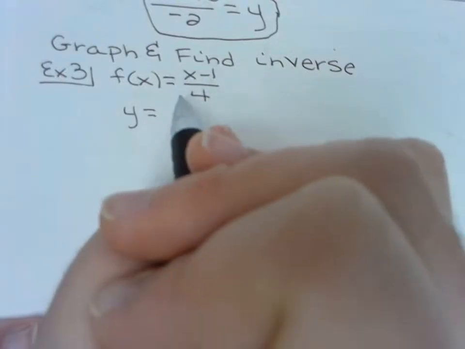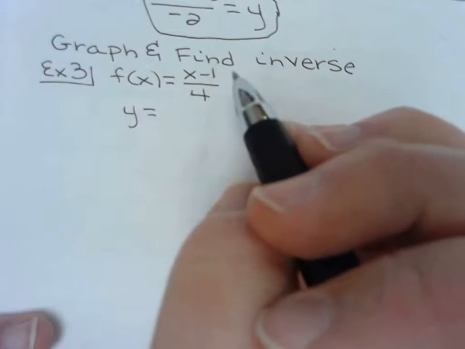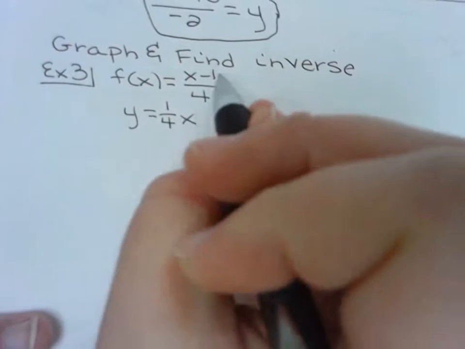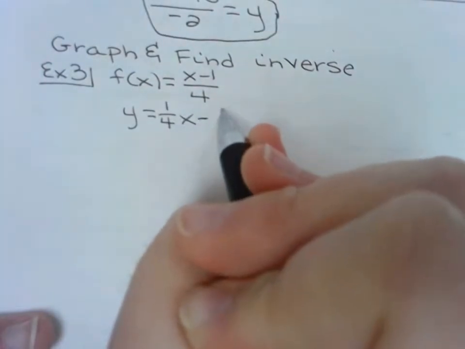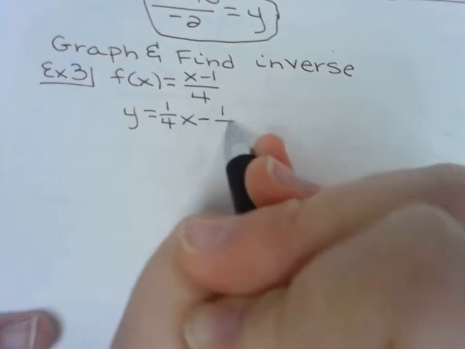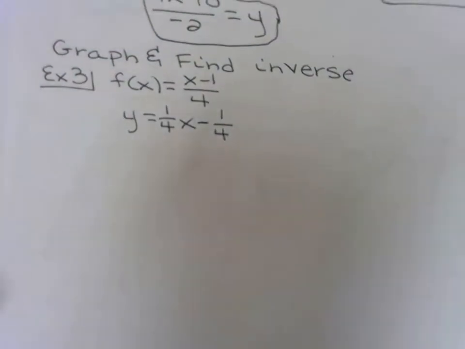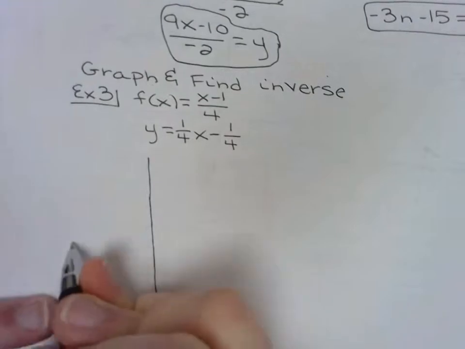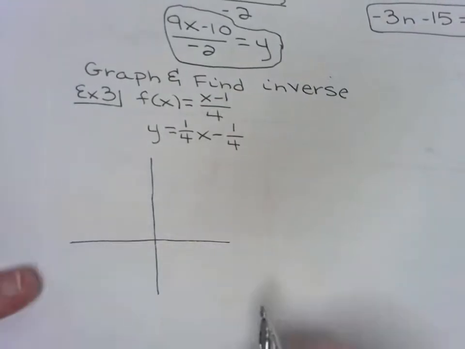Don't overthink this, 4 1/4. So 1/4 x minus 1 over 4, which is 1/4. You could put 0.25 if you want to because it's the y-intercept, I don't really care. But since we're going to graph this, actually divide it out if you need to. So let's get this line graphed real quick, which we've done before.